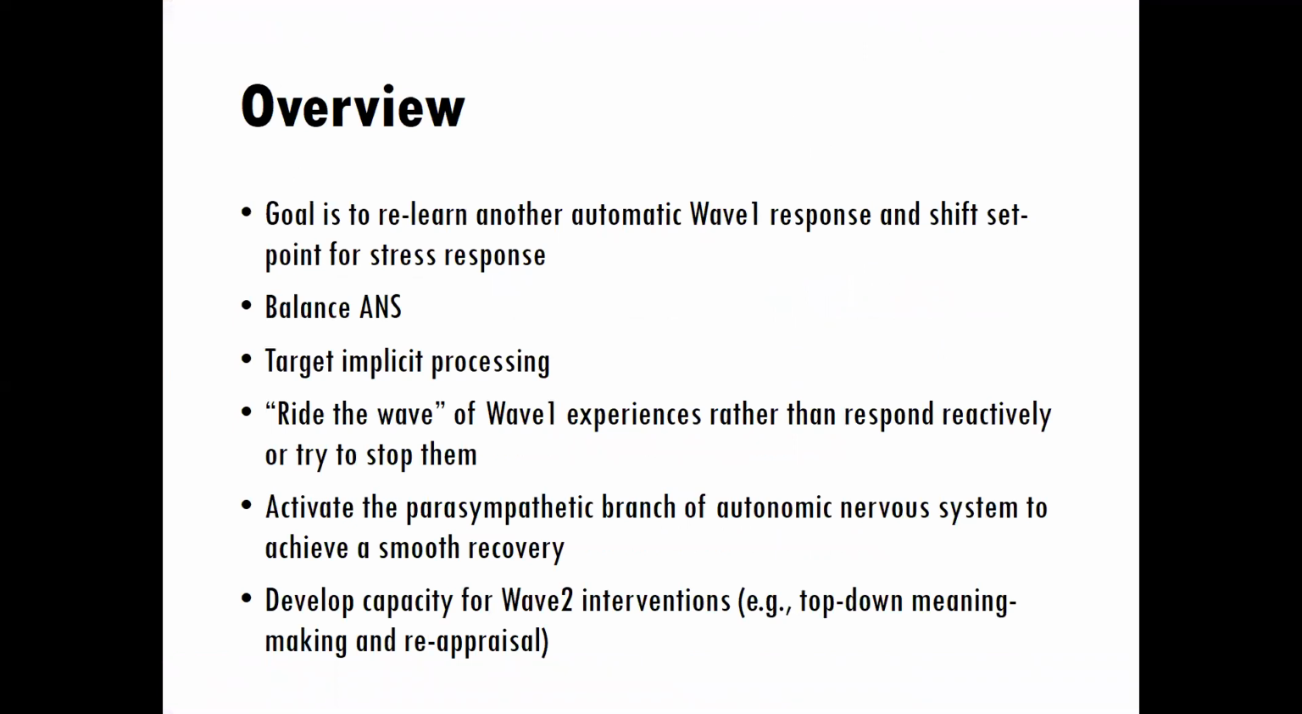The goal for this treatment phase is to relearn another automatic wave 1 response and shift the set point for stress response to balance the autonomic nervous system. So we target implicit processing in this treatment phase. The goal is for the client to be able to ride the wave of wave 1 experiences rather than respond reactively or try to stop them, to activate the parasympathetic branch of the ANS to achieve a smooth recovery, and to develop capacity for wave 2 interventions, which, for example, looks like top-down meaning making and reappraisal.